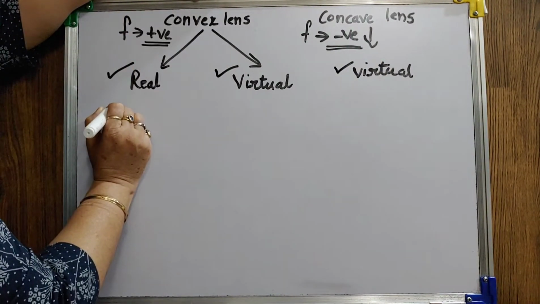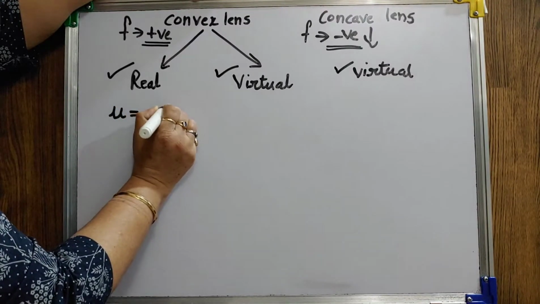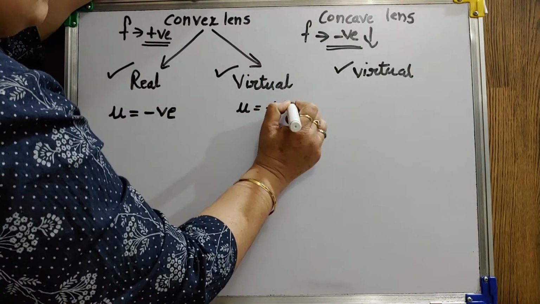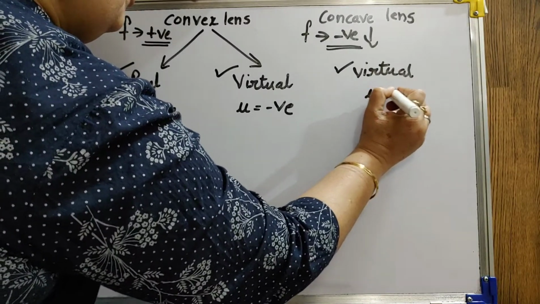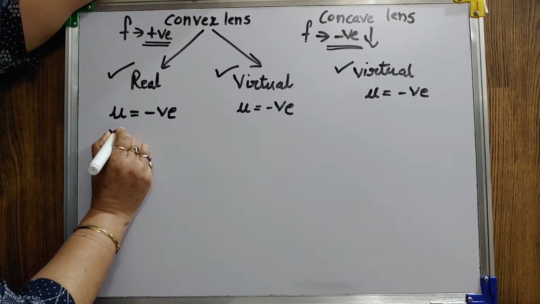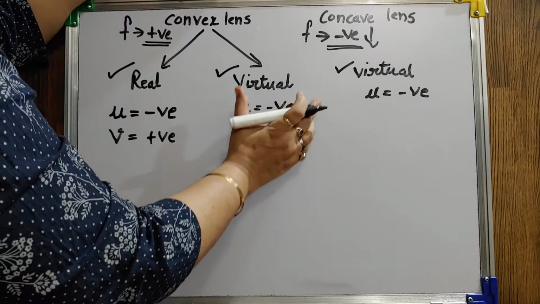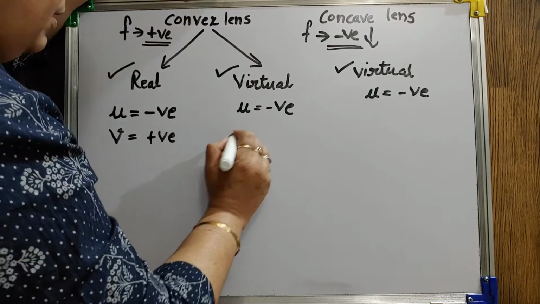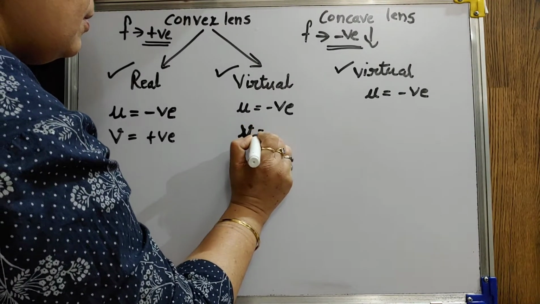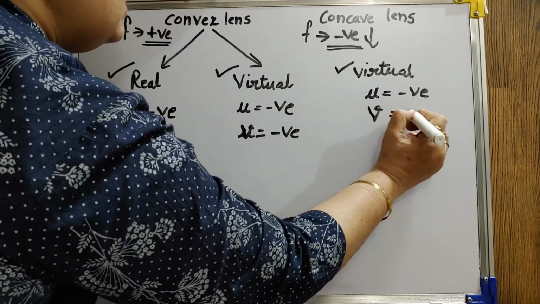Now in a real image, the object, as we are always taking it on the left hand side, is always negative. Even for a virtual image, u is negative. For concave, u is negative. But in a real image, v is always positive. In a virtual image we are getting the image on the left hand side, on the same side as the object, so here also v is negative.